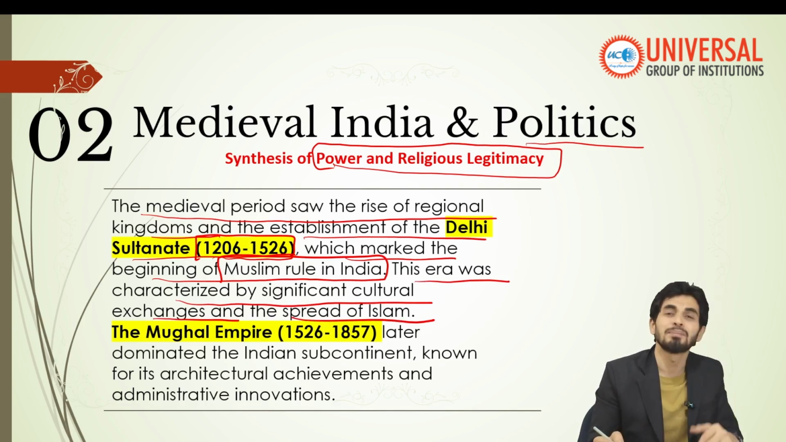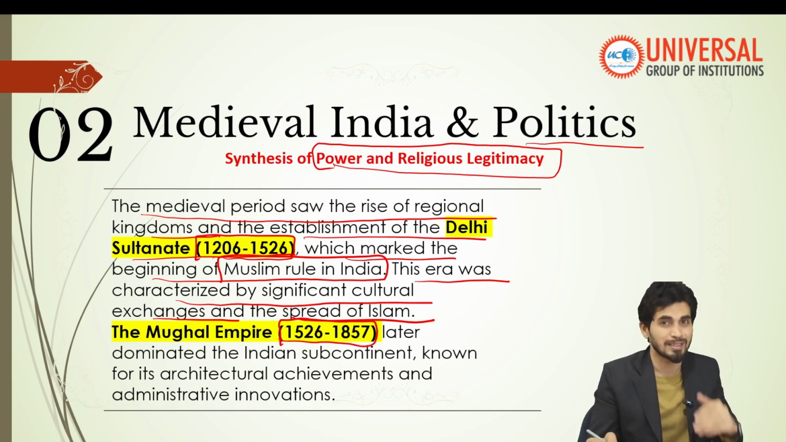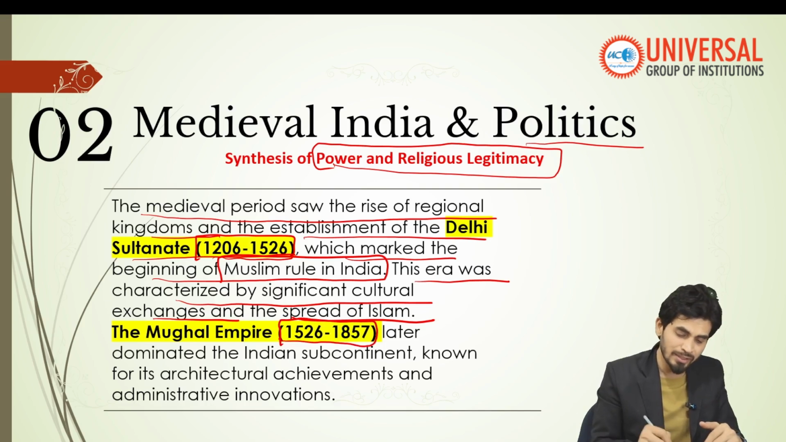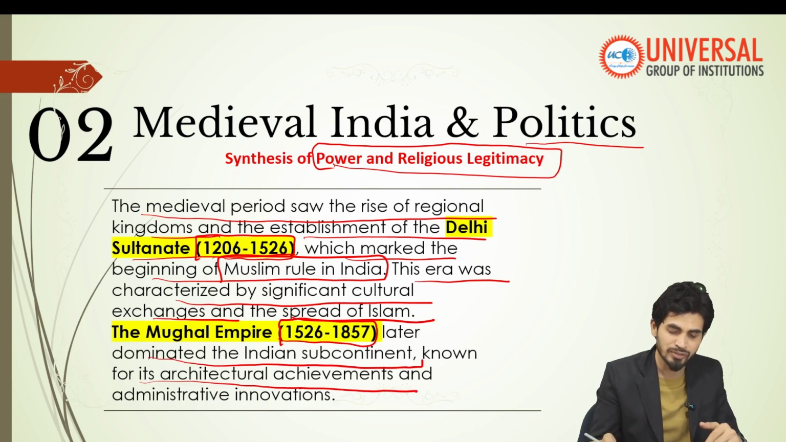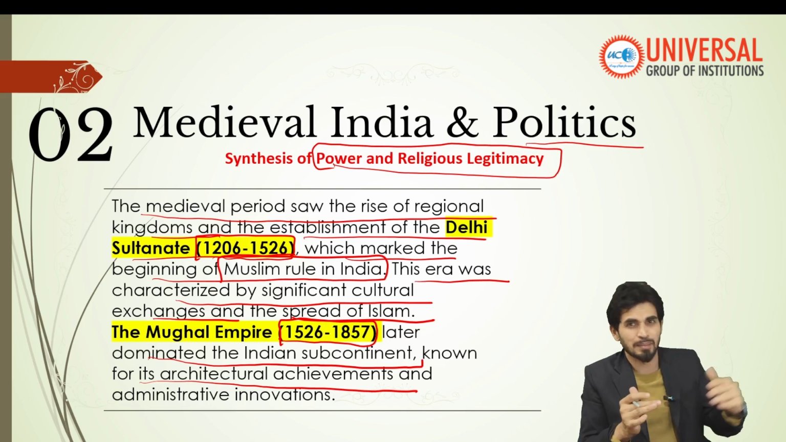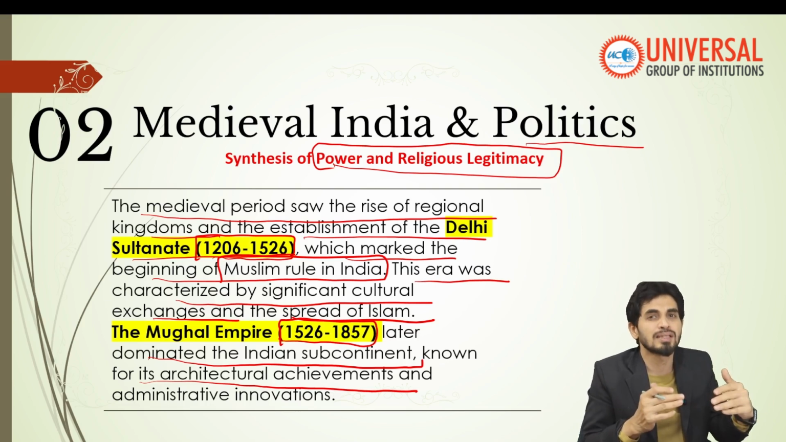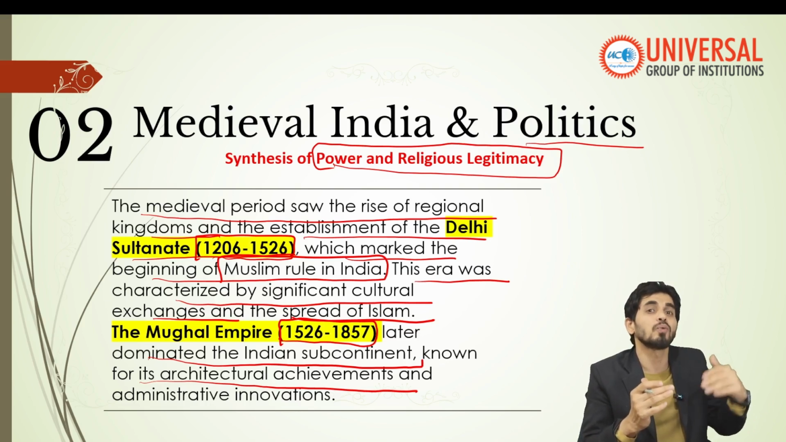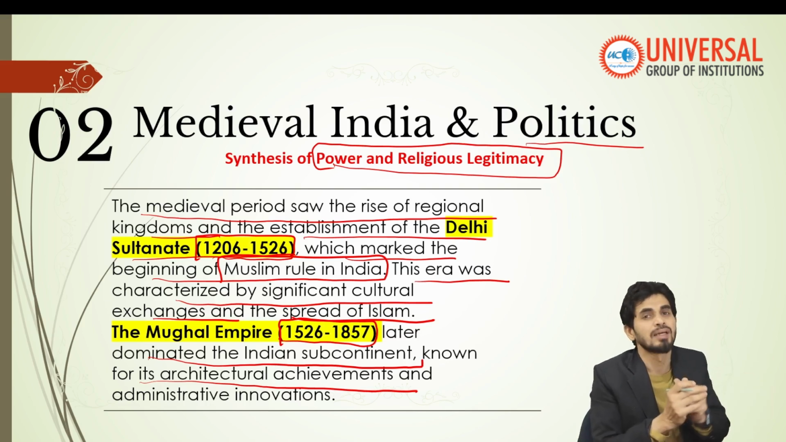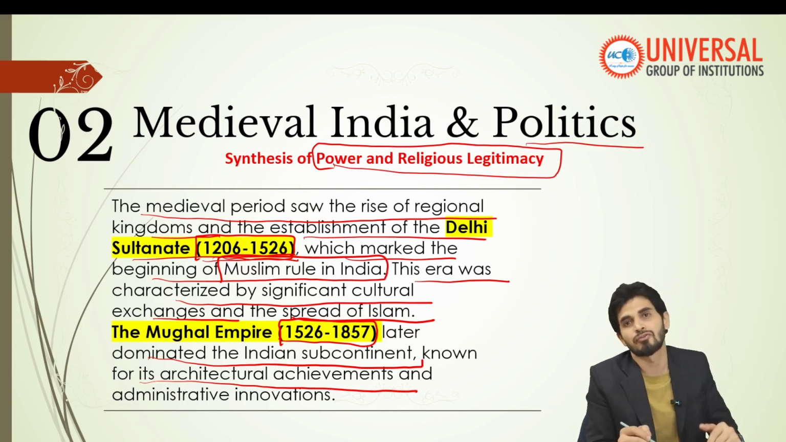The Mughal Empire, which began in 1526 and ended in 1857, later dominated the Indian subcontinent, known for its architectural achievements and administrative innovations. This is what happened during this time period. Not so important from a politics perspective, but still you got to understand how and when religious legitimacy started taking shape in the political structure of India. The time period is 1206, and it went on till 1526.